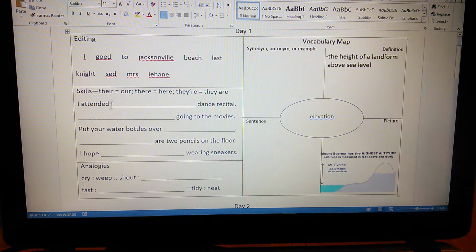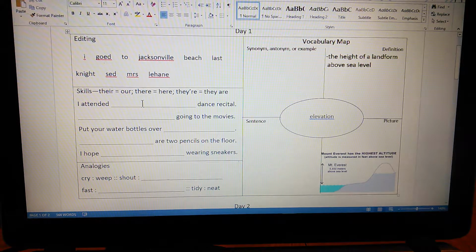Below that, we have what we're calling our skills section, and one of the standards that we're working on right now at the beginning of the year is for commonly confused words. For this first week, we worked on the words there, their, and they're. Students were given substitutions to prove their answers by putting the substitution in place of the word they have chosen to make the sentence correct.